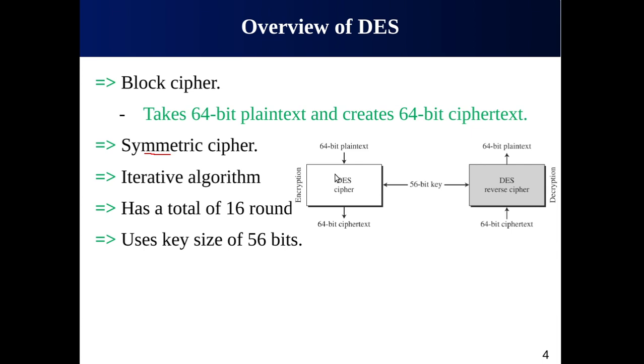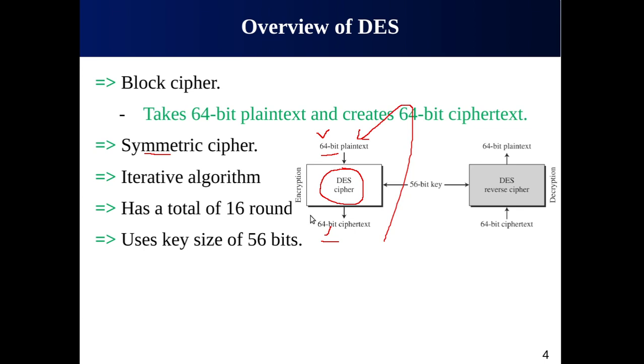As it works on blocks of data, it takes a 64-bit plain text and creates a 64-bit cipher text. So this algorithm takes an input of 64 bits and converts it into a 64-bit output, from plain text to ciphertext. On the receiver side, the decryption process happens in reverse order. It takes the 64-bit ciphertext and derives the 64-bit plain text from that cipher.